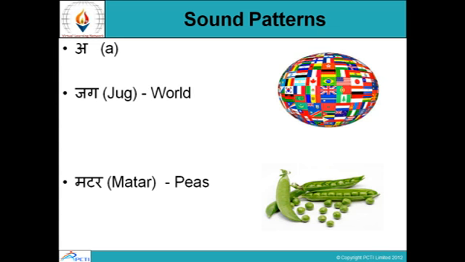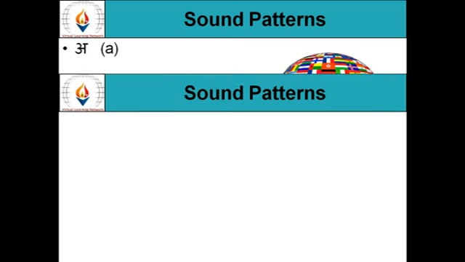Then peas. Peas is what? Matar. You can see M-A-T-A-R, so a represents the sound of a. Peas is a green vegetable. You must have seen this kind of vegetable and eaten it. This is called peas. This is matar.